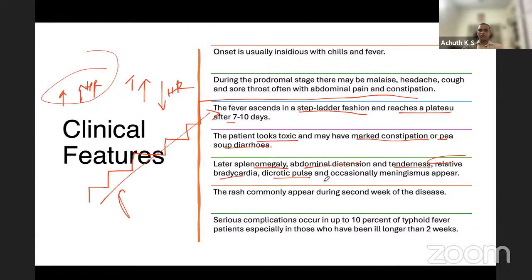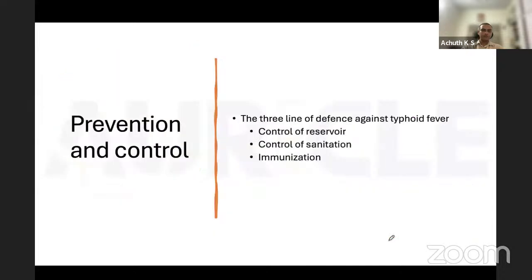Dicrotic pulse, you can feel a double pulse, and occasionally meningismus might occur. Rash does not occur till the second week, and it is very rare. The serious complication occurs only in 10% of typhoid fever patients who have been infected for more than 2 weeks. Otherwise, it subsides by then.